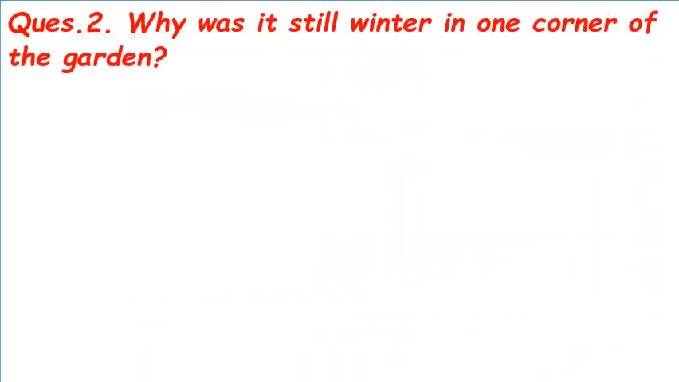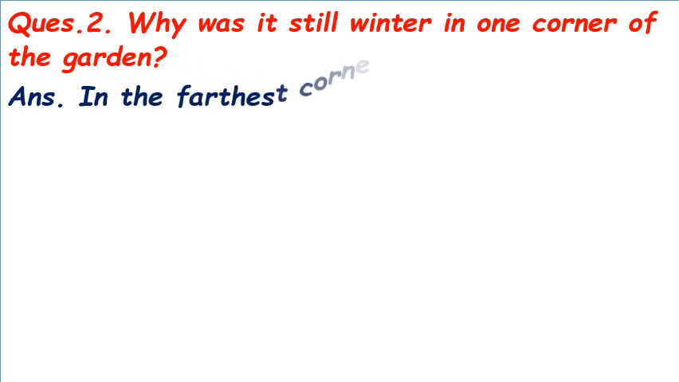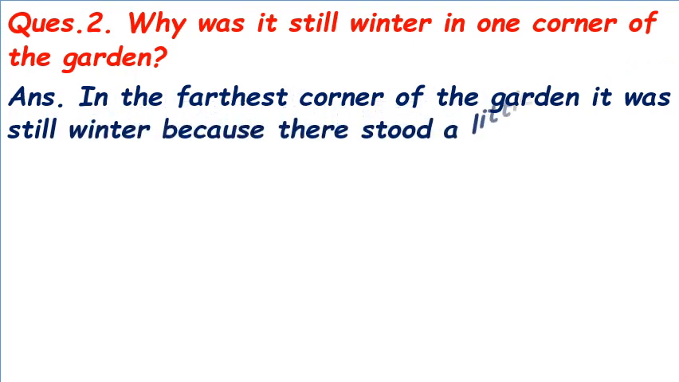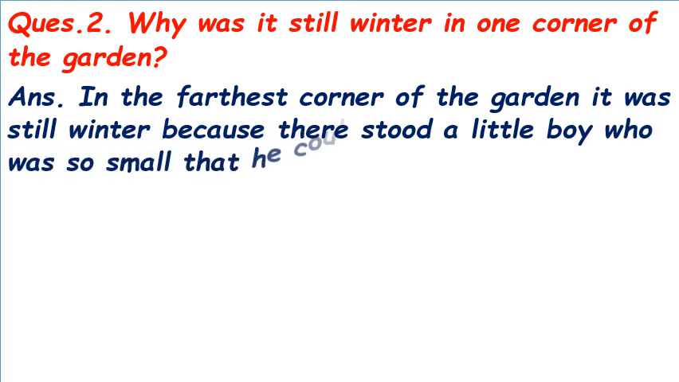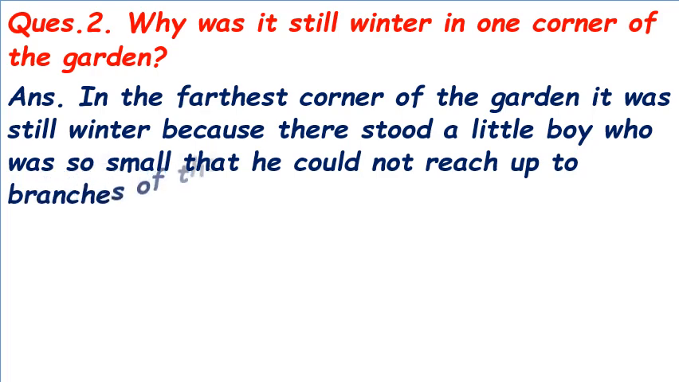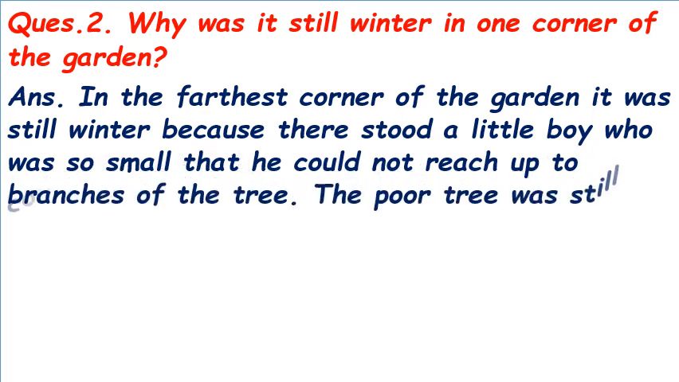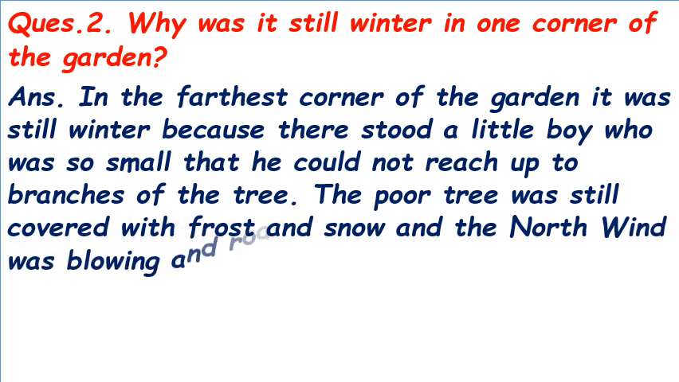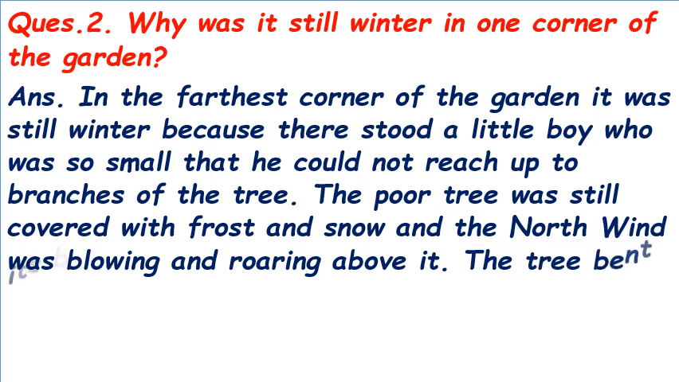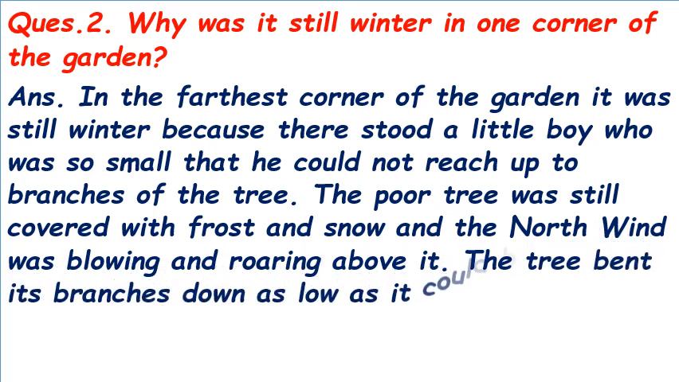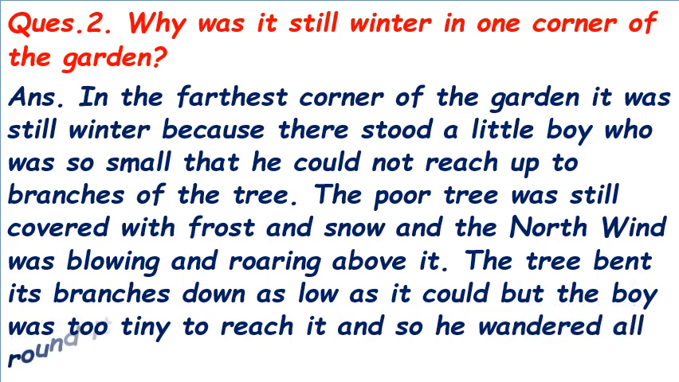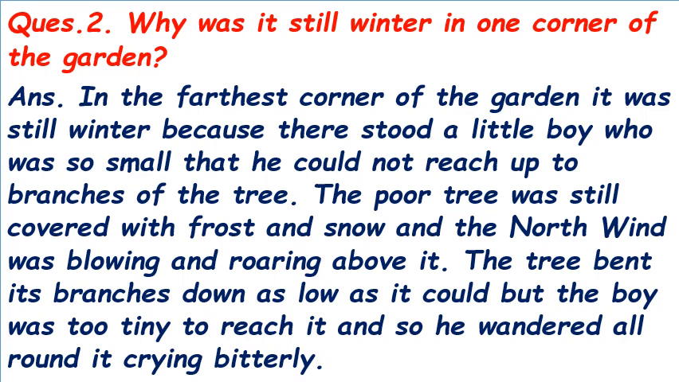Question number 2 is, why was it still winter in one corner of the garden? The answer is, in the farthest corner of the garden, it was still winter because there stood a little boy who was so small that he could not reach up to the branches of the tree. The poor tree was still covered with frost and snow, and the north wind was blowing and roaring above it. The tree bent its branches down as low as it could, but the boy was too tiny to reach it, and so he wandered all round it, crying bitterly.